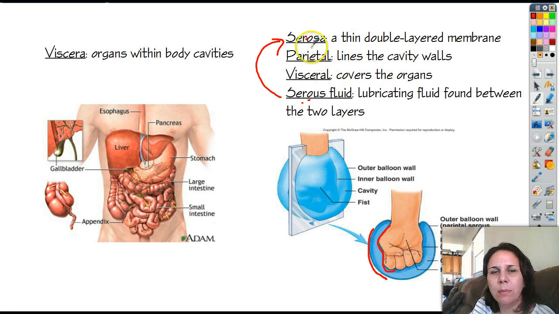Now the word serosa is going to be replaced with other things depending on where the serosa is. So if this is your heart, this becomes your visceral pericardium. Remember, pericardium: around the heart. And this will be your parietal pericardium. So the word serosa gets replaced with the cavity that it's in. So there's parietal pleura and then visceral pleura. We did heart, lungs. The abdominal cavity is your peritoneum. So there's parietal peritoneum and visceral peritoneum. So this will take some getting used to, don't worry.